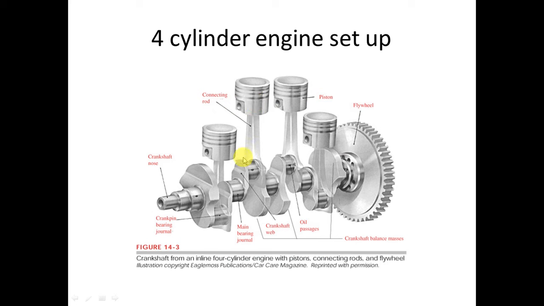So this is the connecting rod, this is the crankshaft, and this is the flywheel. Flywheel is attached to the crankshaft. This represents the piston. So this is the crankshaft, and this is the main bearing journal, and these are the oil passages which lubricate, and crankshaft balance masses. So these are the balance masses for the crankshaft.